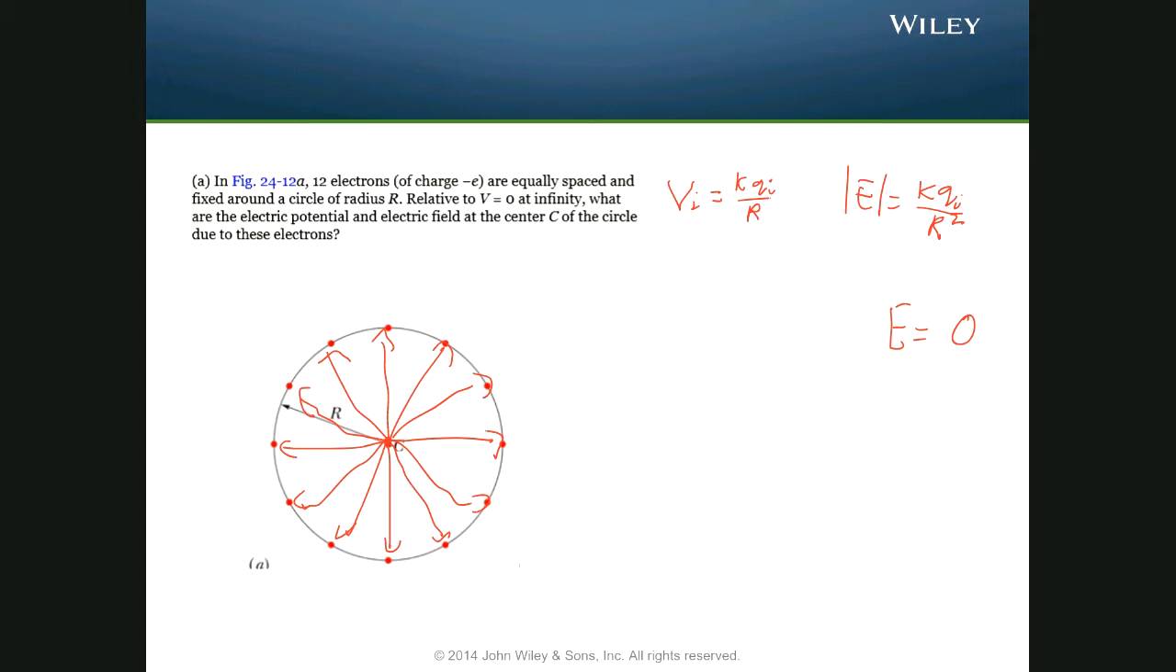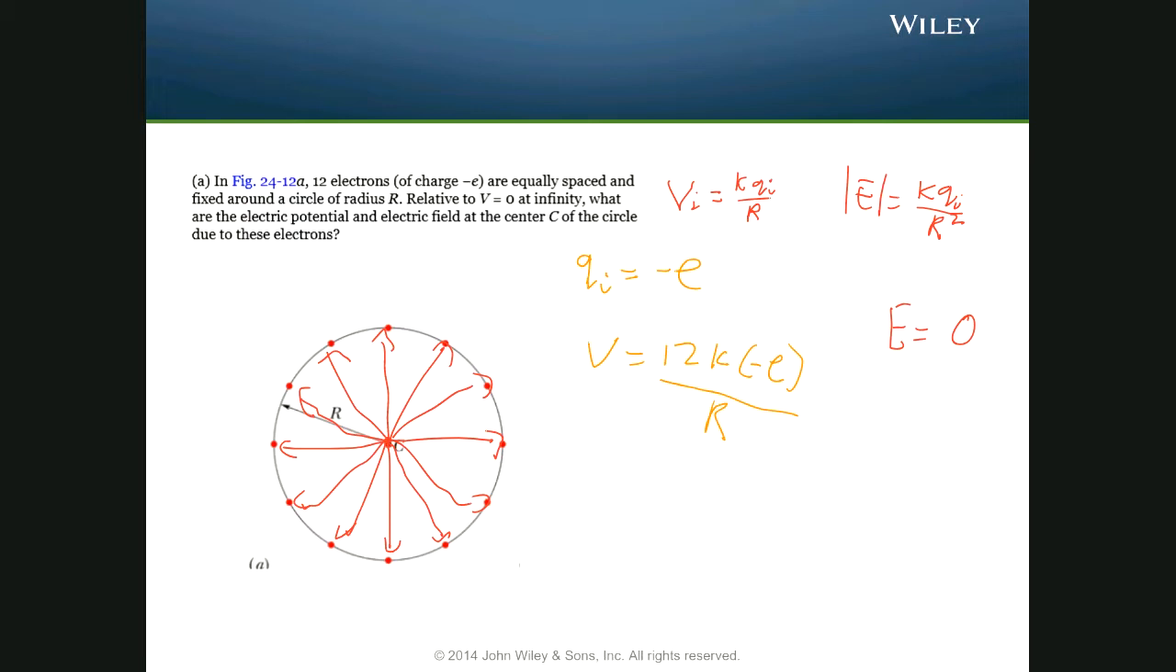Now, if we're just looking at potentials, there's no directionality involved, so I'm going to change my color here to orange. And here we have 12 charges. Each Q_i is equal to minus e, right? And the voltage will be equal to 12, because there's 12 of them, times k times minus e over R, right? And remember, e is equal to 1.6 times 10 to the minus 19th coulombs.